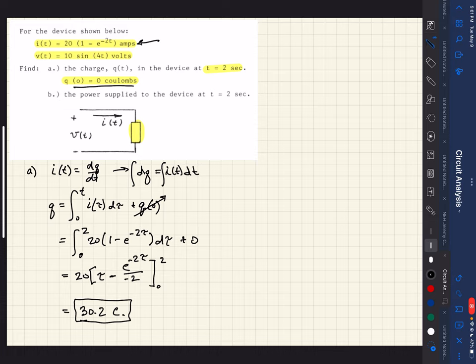So now, part B, we're asked to determine the power supplied to the device at t equals 2 seconds. So we recall then that power is just equal to the voltage times the current. And so this is evaluated at t equal to 2. That's what we're given here.